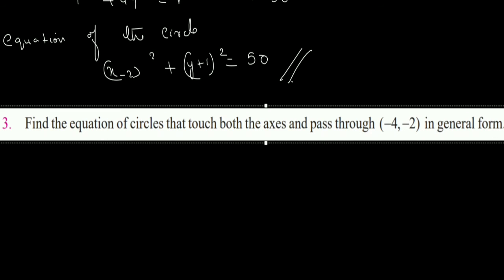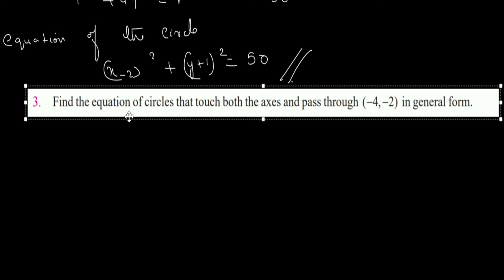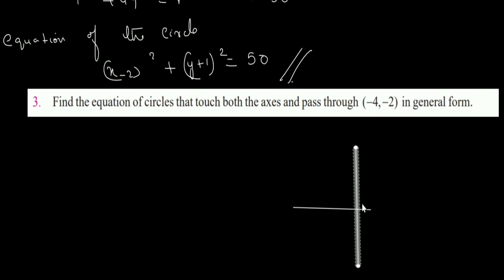So this is the third question. Find the equation of circles which touch both the axis and passing through the point minus 4, minus 2 in general form. So this diagram will be, both the axis means it can be like this, isn't it? Touching both the axis here, or it can be in the second quadrant, or it can be in the third quadrant, or it can be in the fourth quadrant.